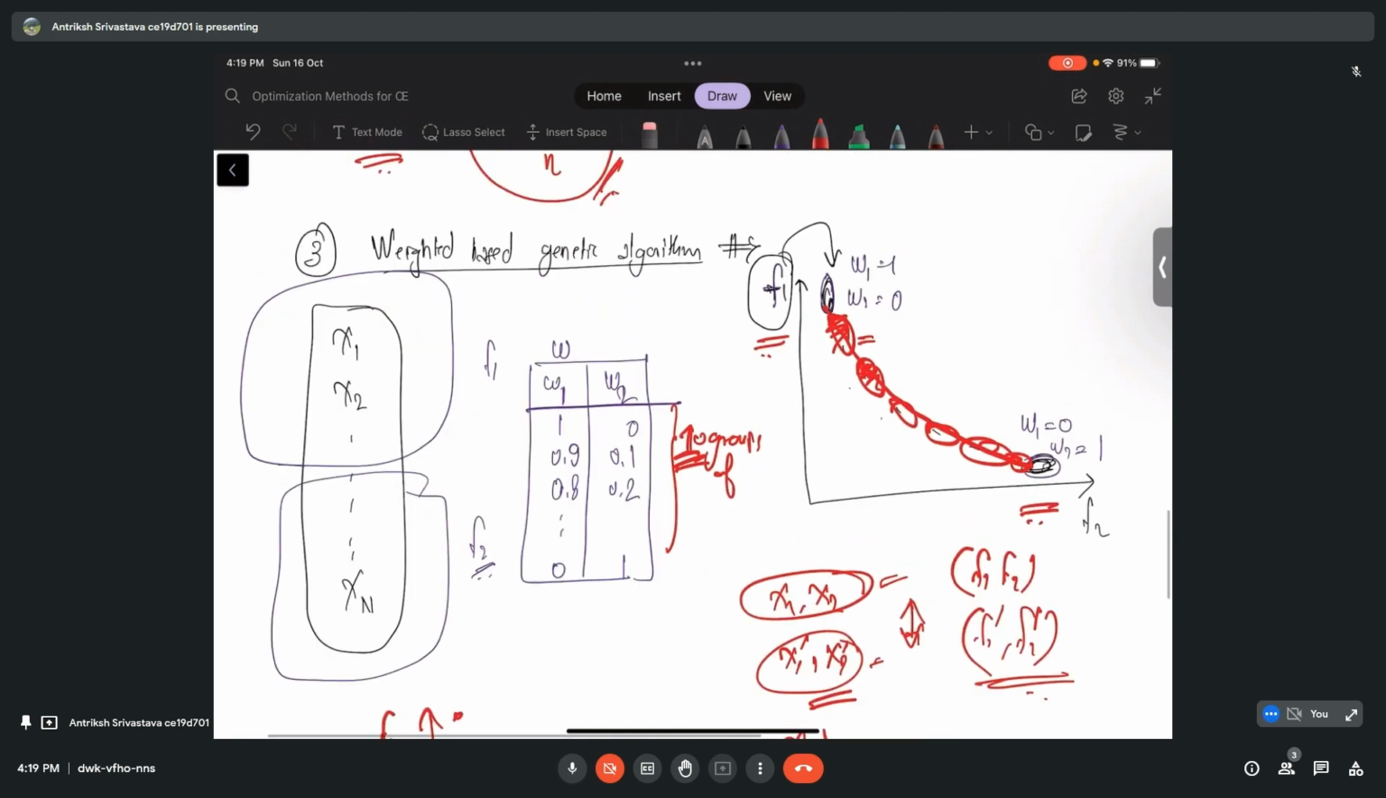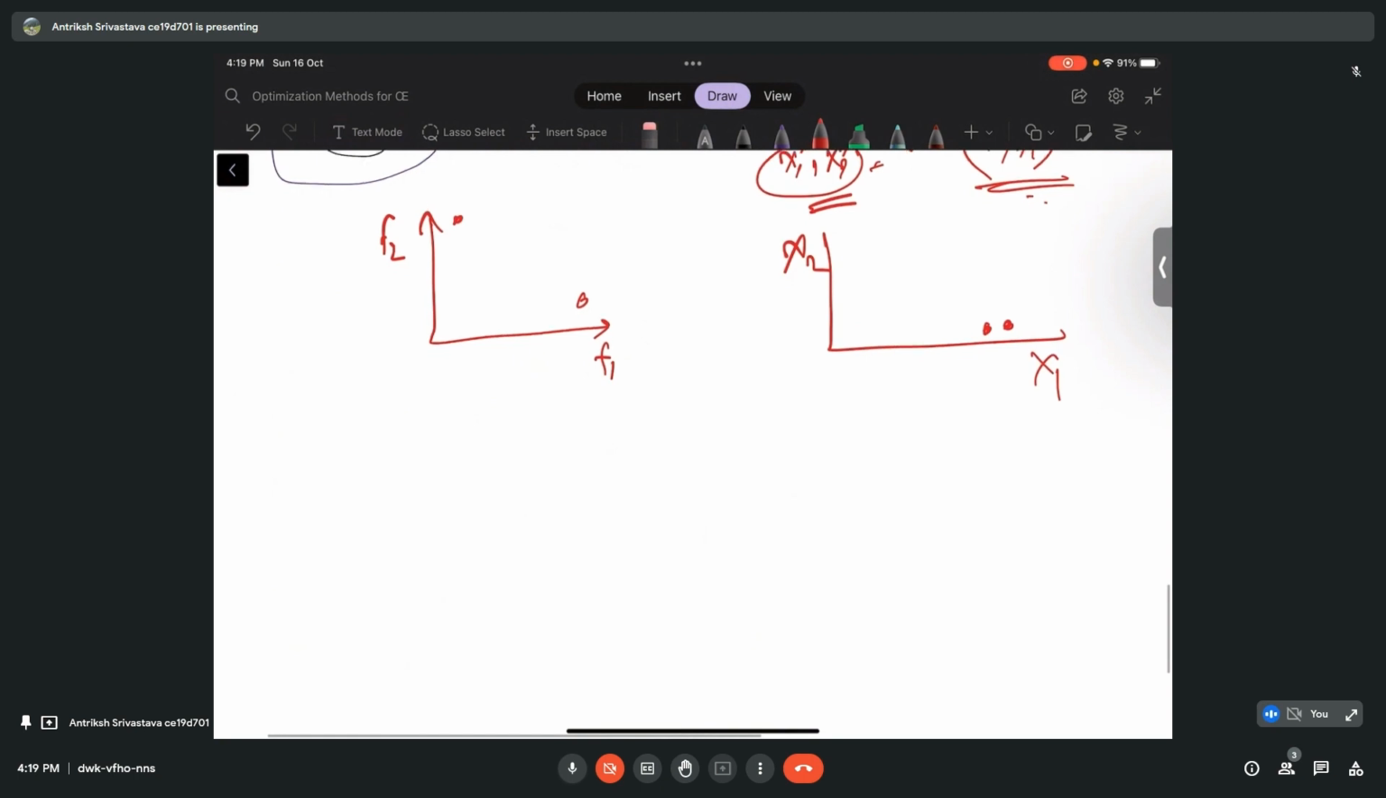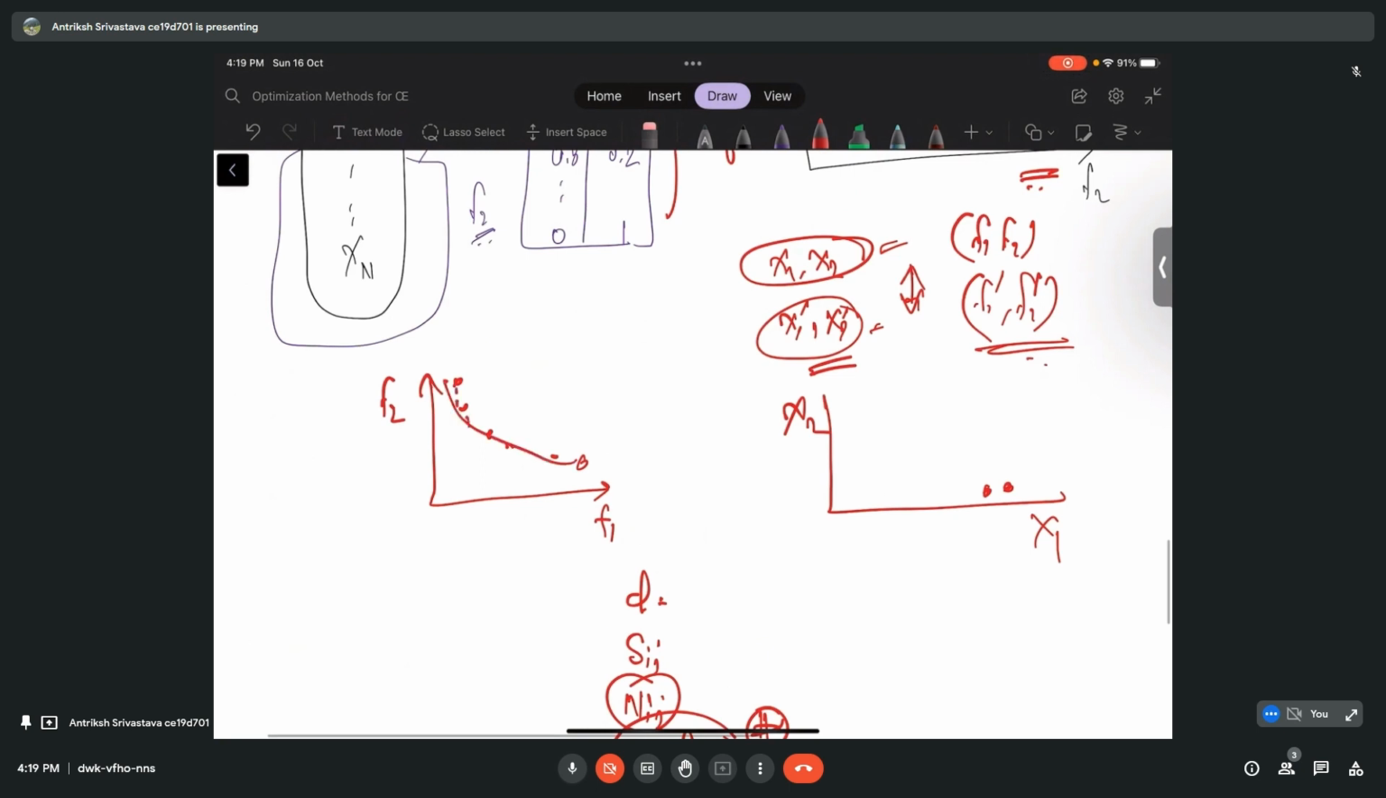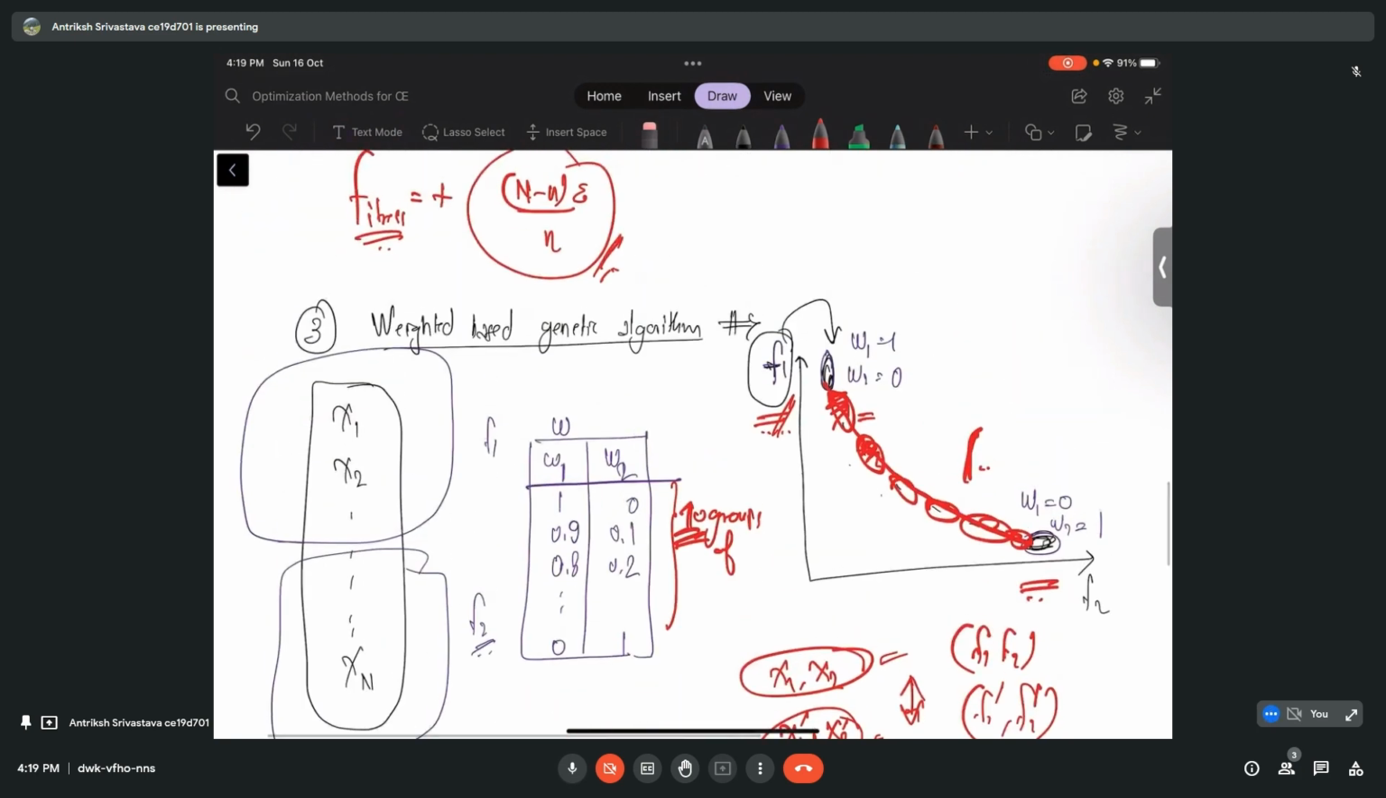So to get the spread on the Pareto optimal front, you need to calculate the distance in the objective function space. Then you calculate Sij, perform the niching, and get the modified fitness value, so that you can have a wide spread of solutions in the Pareto optimal front. Okay, so this was about the weightage based genetic algorithm.